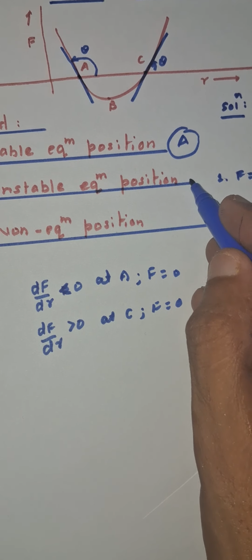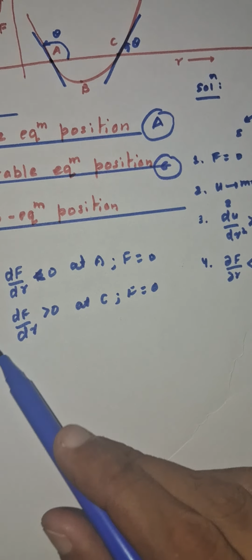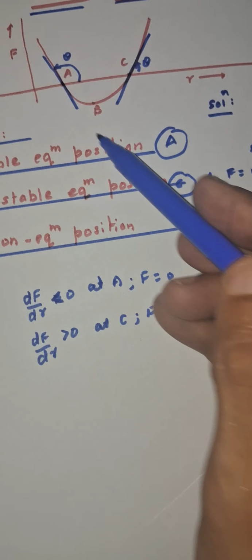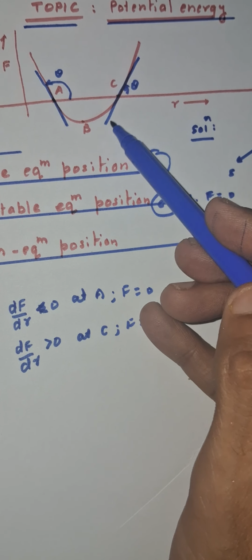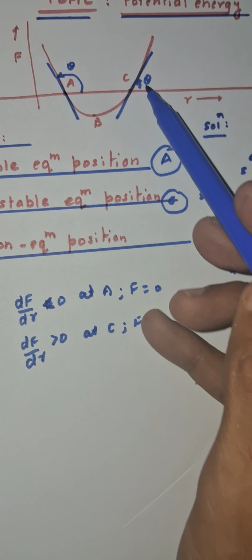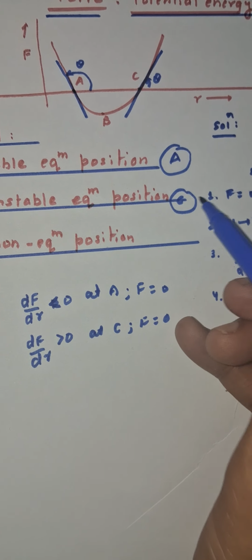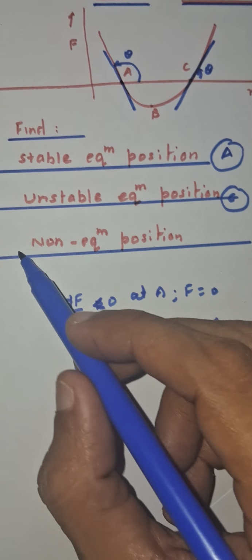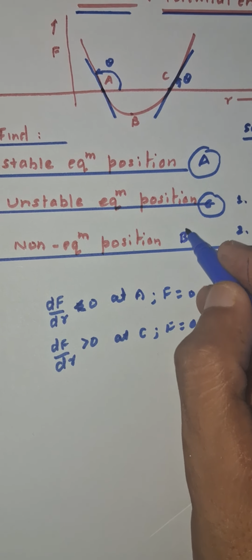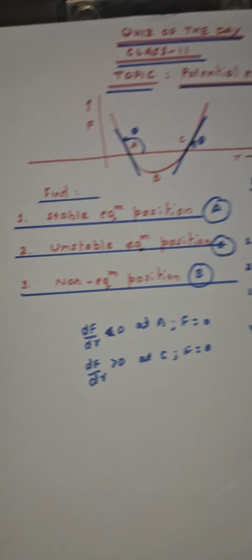Unstable equilibrium is at point C, because del F by del R is positive for unstable equilibrium, and we have seen that del F by del R is the slope, and slope is positive at C because the angle here is acute, and force is 0 at both the points. So it corresponds to C. And the non-equilibrium position is when force is not 0. So certainly it corresponds to the point B.